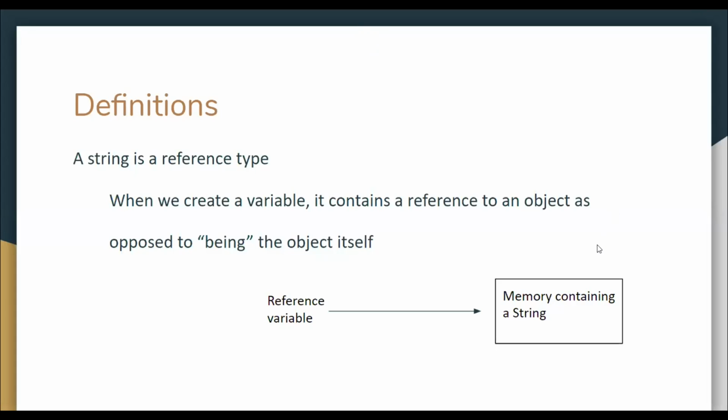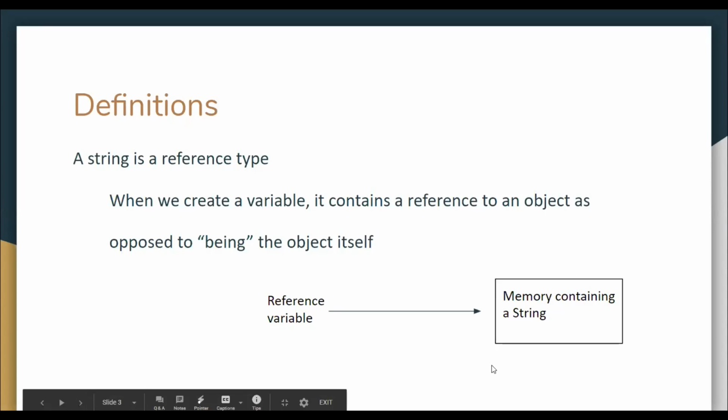Okay, so I'll go on now. When we create a variable, it contains a reference to the object as opposed to being the object itself. So instead of the primitive, where the variable is the number or value it is assigned, an object or a string variable is a reference variable, and it only points to the memory space containing the string. So when we create a string called name and set it equal to Bob, Bob has a separate memory storage containing it, and our variable name only points to it.